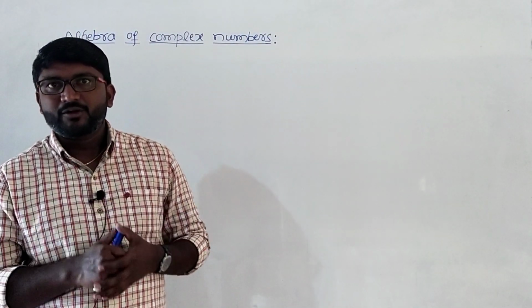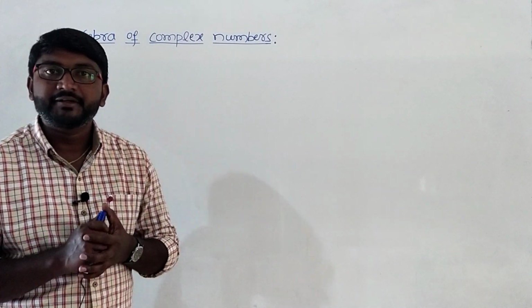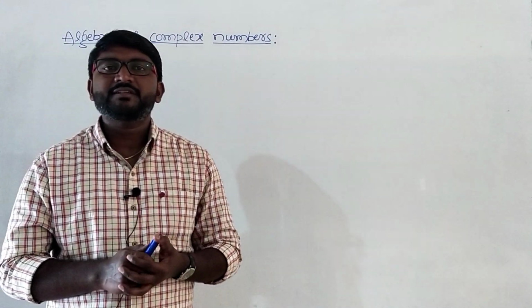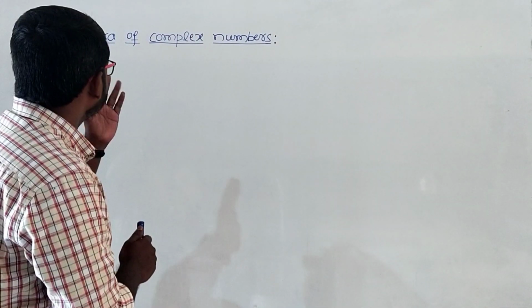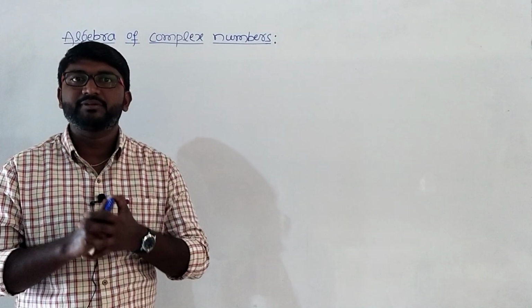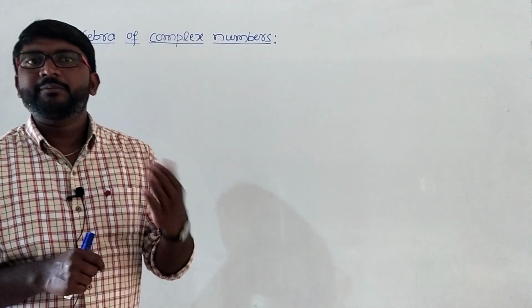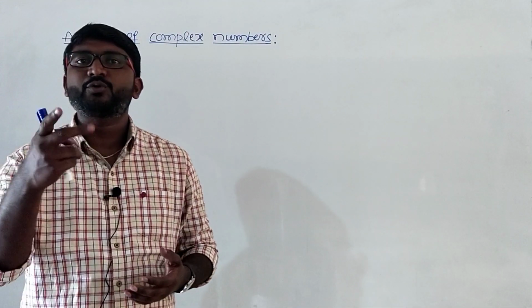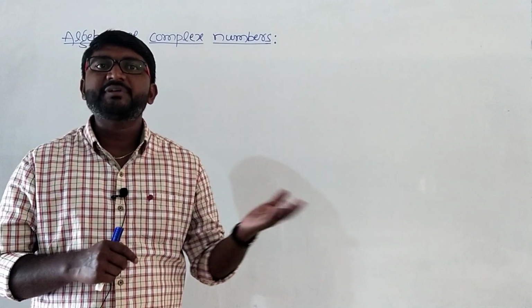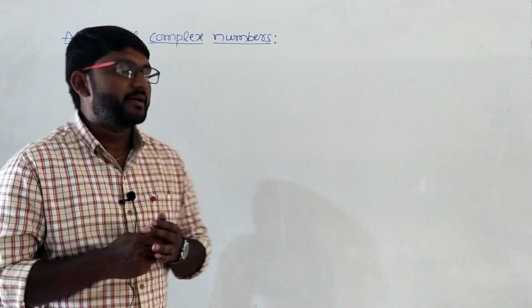So in the last class, we started with Chapter 5, complex numbers and quadratic equations. In today's class, let us continue with the next concept, that is algebra of complex numbers. Here algebra is nothing but addition, subtraction, multiplication and division of two complex numbers. Let me start with the addition of two complex numbers.